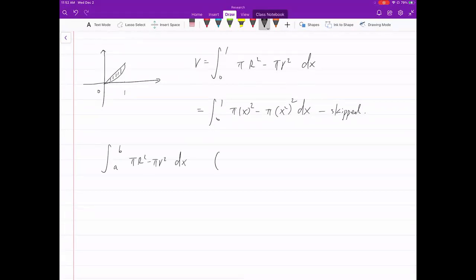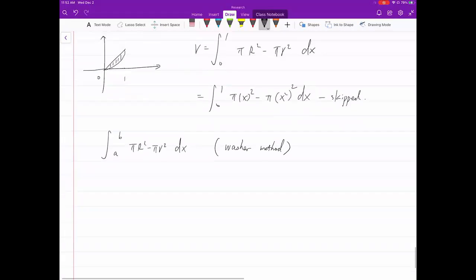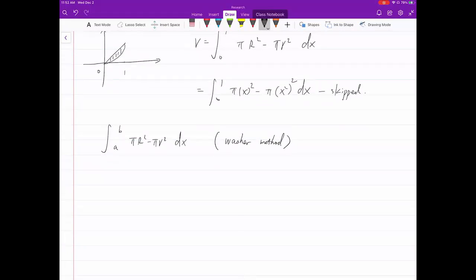We call this the washer method. You can vertically stack a lot of washers together. Of course, you can horizontally stack a lot of washers together. So of course we have a different formula for each. Which one you take really depends on how your rotation works. How can you start to see where the washer is? Sounds good?